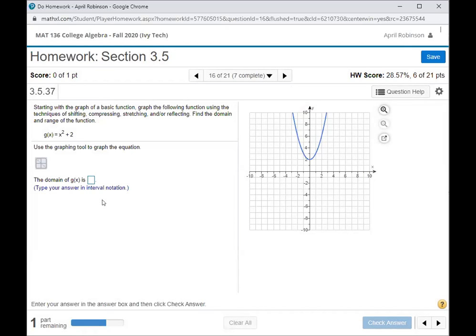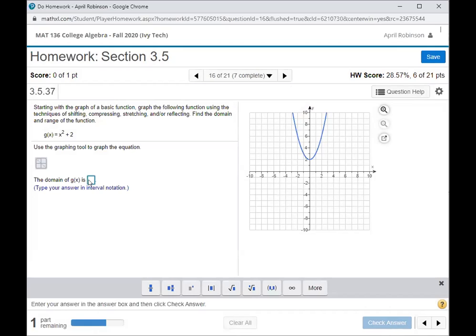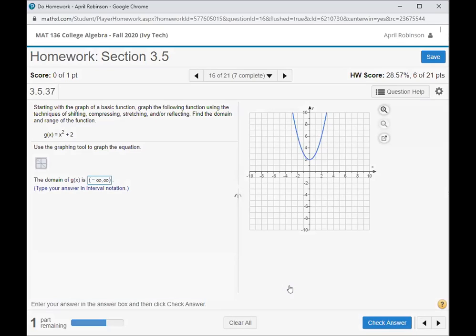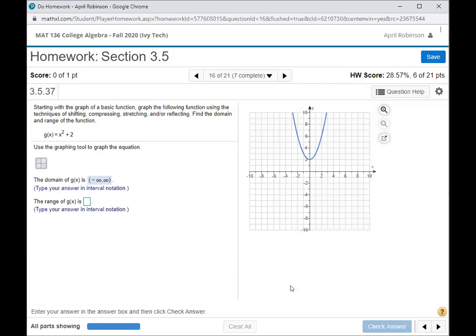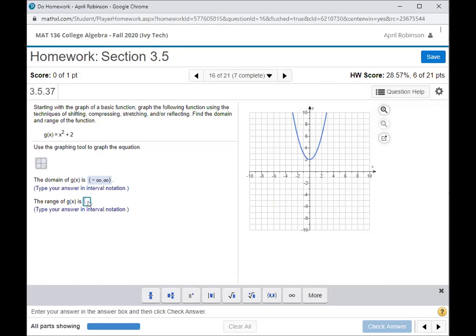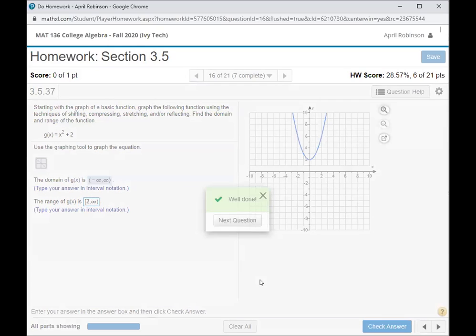One part remaining. What's the domain? That would be negative infinity to positive infinity. Nice work. And then the range would be, I need a bracket, and then a 2, and a comma, and infinity, and a parenthesis. Well done.